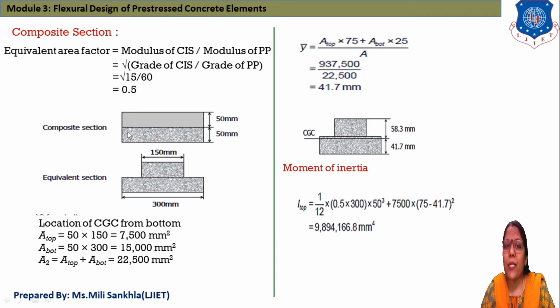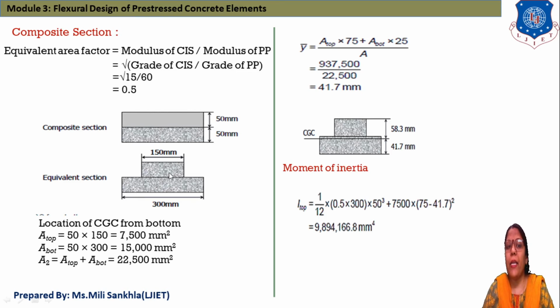Now the composite section: width is given as 300 and depth is given as 50. Again, the top layer, the topping slab, is given as 300 by 50. Now we consider the equivalent section. In the equivalent section, the bottom is our precast plank, 300 by 50, and the topping slab we consider as 150 by 50. Now one by one we find the location of the CGC from the bottom.